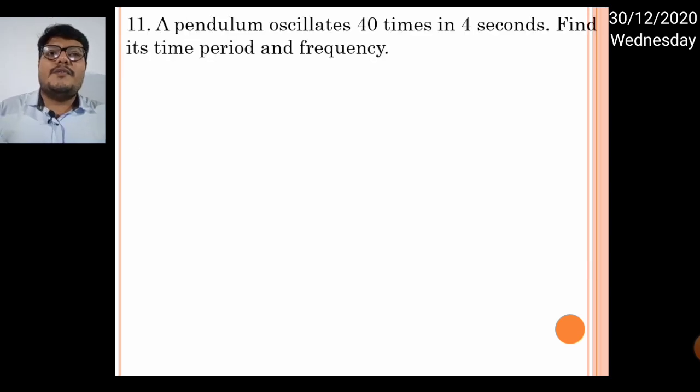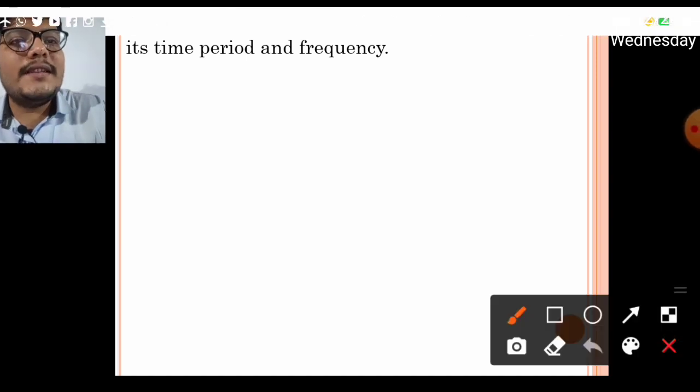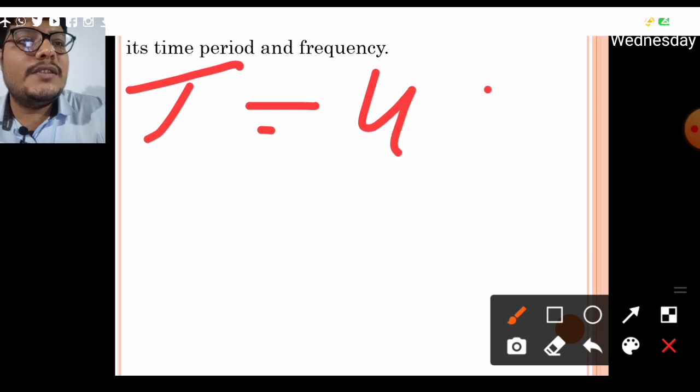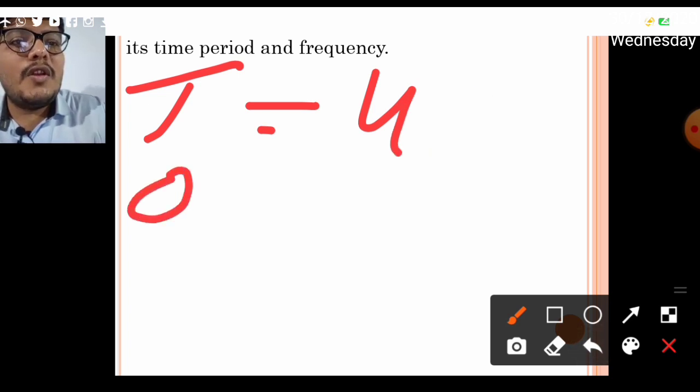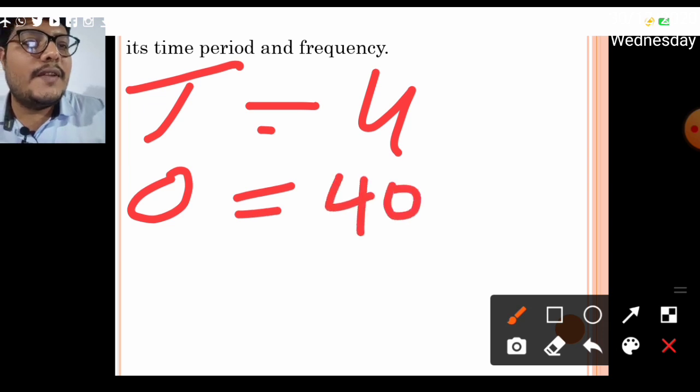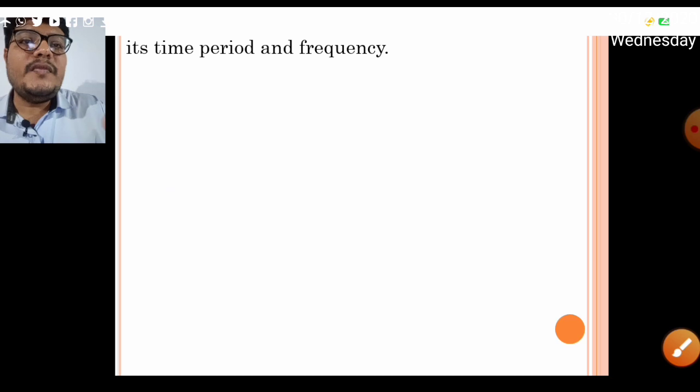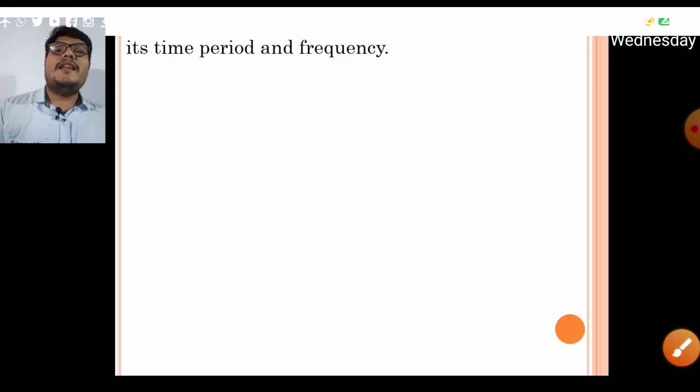See here, next question: the oscillation of a pendulum is 40 times in 4 seconds. Now 40 times, so here we can say the time is 4 seconds, and the number of oscillations is 40 times. Remember this, right? So what we have to find out is the time period and frequency.